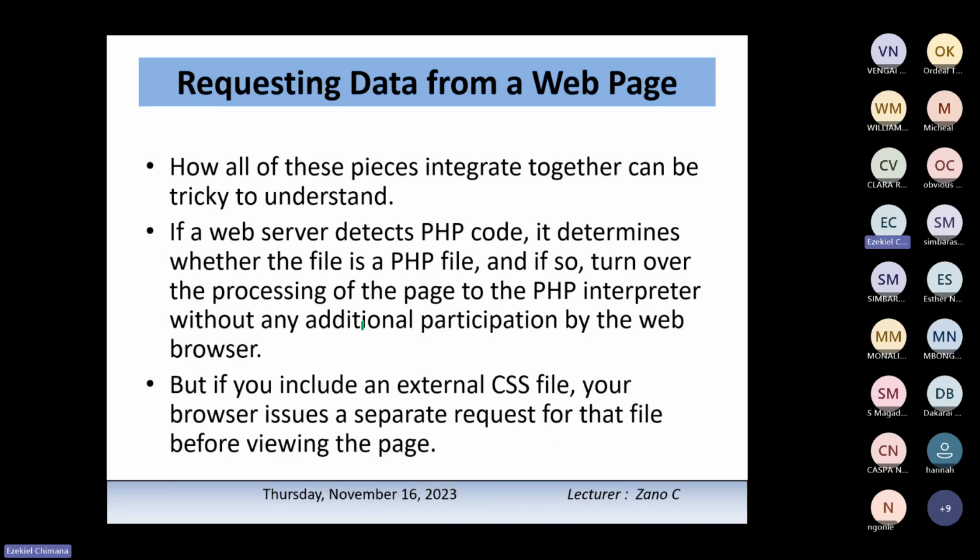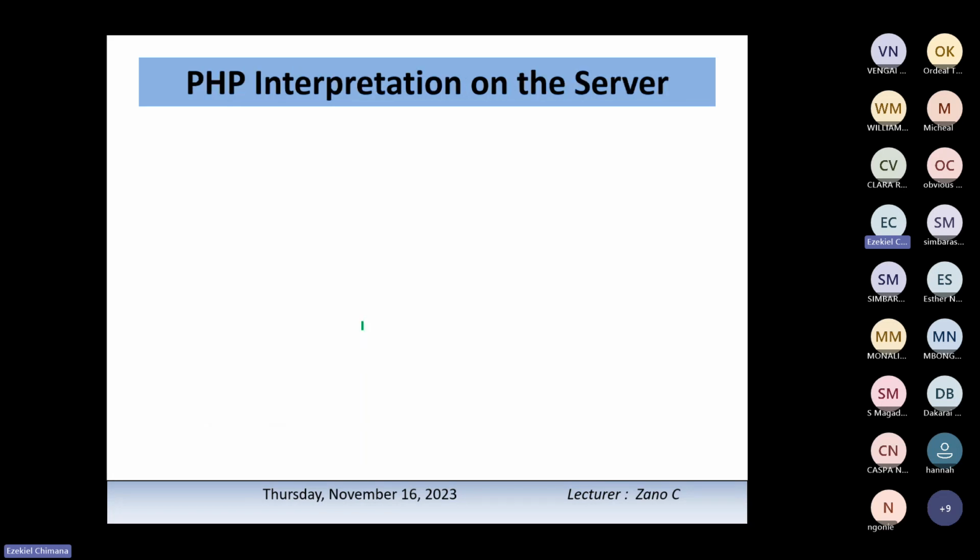But if you include an external CSS file, your browser issues a separate request for that file before viewing the page. So if you put your CSS code in an external file, the browser normally requests that CSS file before displaying everything, so that the code in the external CSS file will actually take its effect.